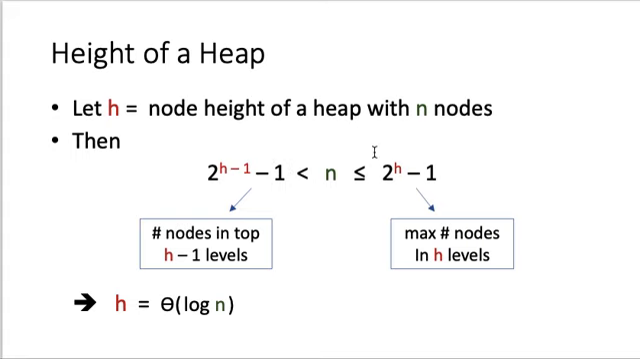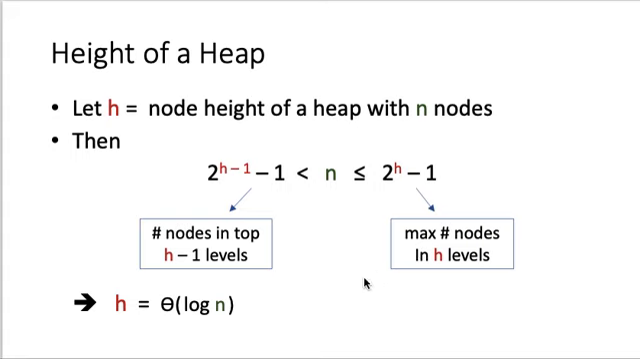And then n has to be smaller than or equal to 2 to the power h minus 1. And what is 2 to the power h minus 1? So 2 to the power h minus 1 is the number of nodes for a fully filled height h heap. So this is the maximum number of nodes. This is not log, this is in h levels.